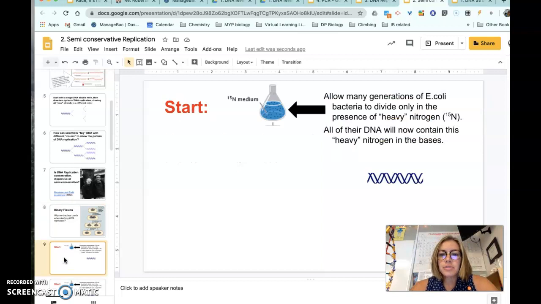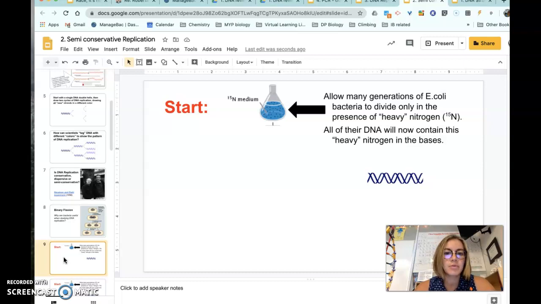So what Meselson and Stahl did is that they allowed many generations of E. coli to divide in the presence of what they call heavy nitrogen. This is an isotope of nitrogen, so that whenever the DNA copied, all of their DNA will now contain that heavy nitrogen in its base.